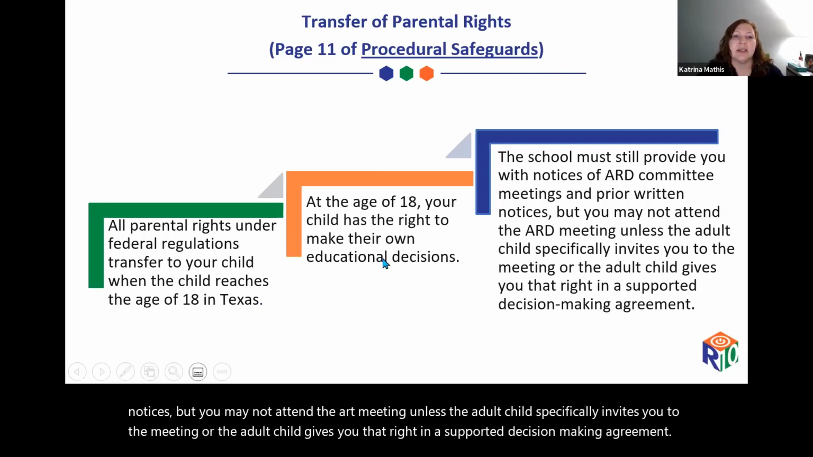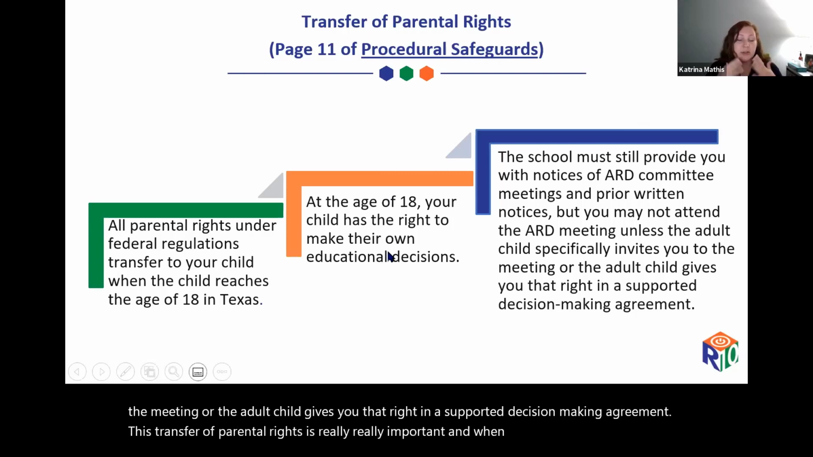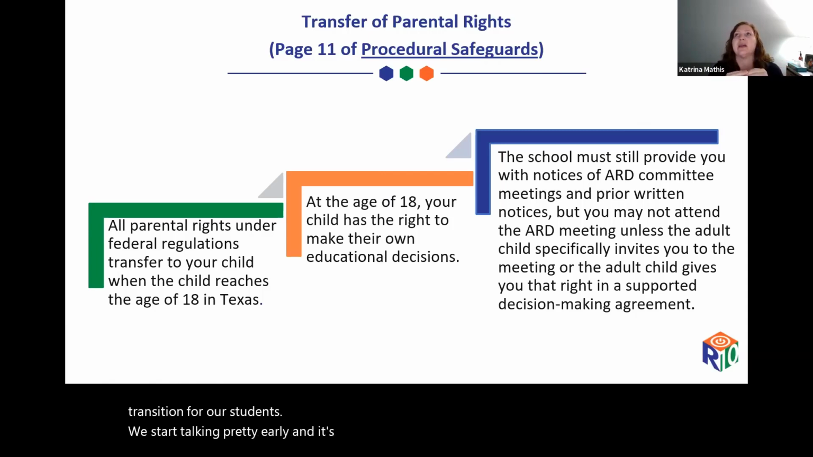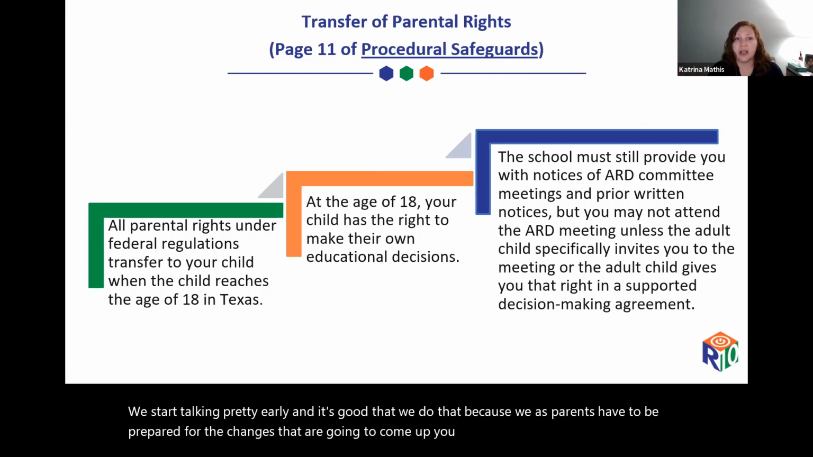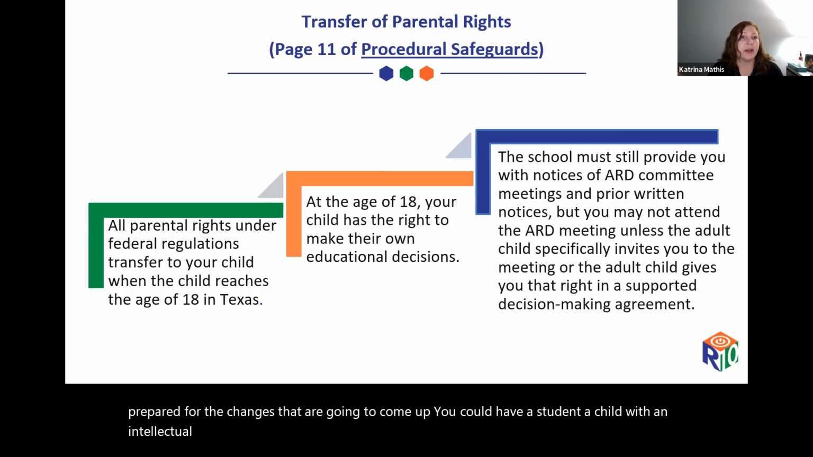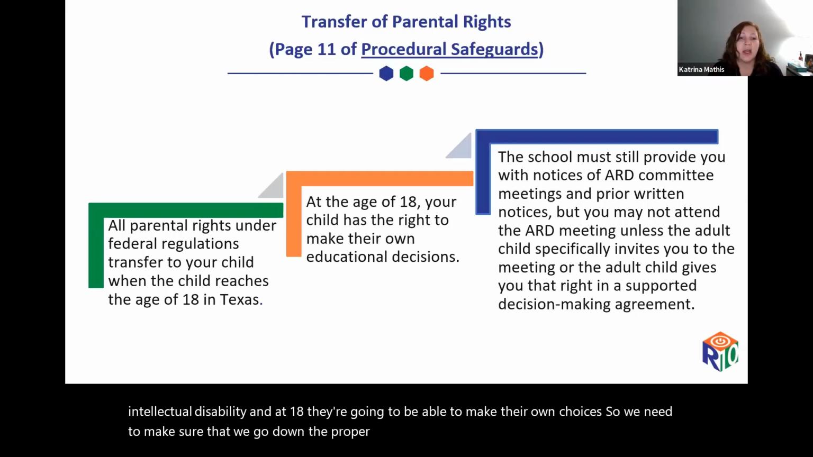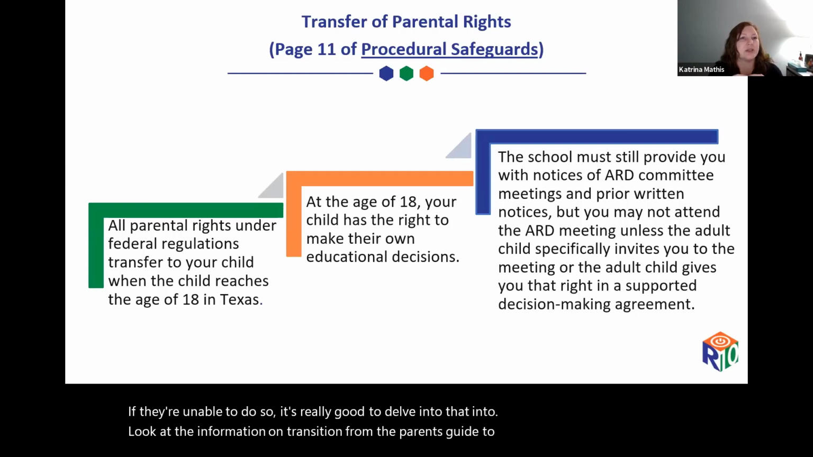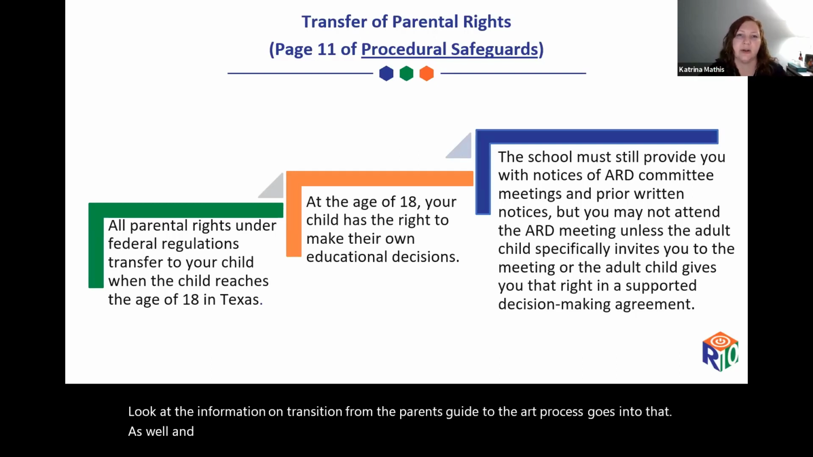This transfer of parental rights is really important when we're starting to talk about transition for our students. We start talking pretty early, and it's good that we do that, because we as parents have to be prepared for the changes that are going to come. You could have a child with an intellectual disability, and at 18, they're going to be able to make their own choices. So we need to make sure that we go down the proper procedures for guardianship. How can we remain the parent and be able to make those decisions for the child if they're unable to do so? So it's really good to delve into that and to look at the information on transition. The Parent's Guide to the ARD process goes into that as well, and we'll talk about that a little bit later as that resource.